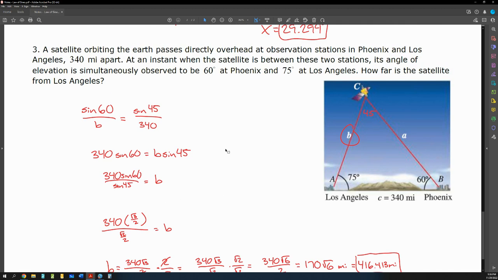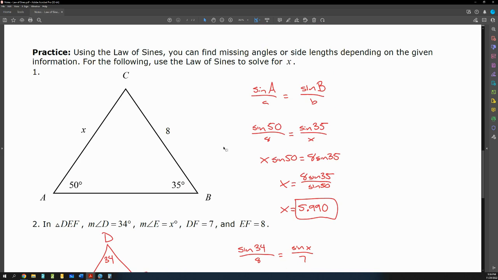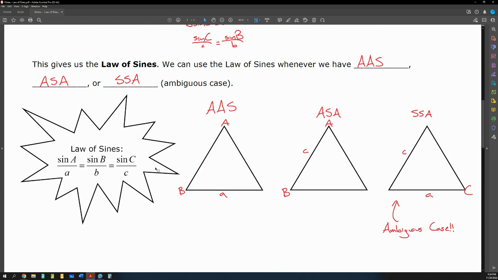All right, so this has been the law of sines. In summary, the sine of an angle over the side length across from that angle, that ratio, is going to be consistent for any corresponding side length and angle. That's true for all corresponding side lengths and angles within a triangle. This is the law of sines. We use this for angle, angle, side, angle, side, angle, and the ambiguous case, side, side, angle. We're going to get a lot of practice on this.